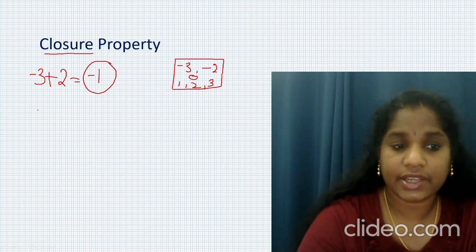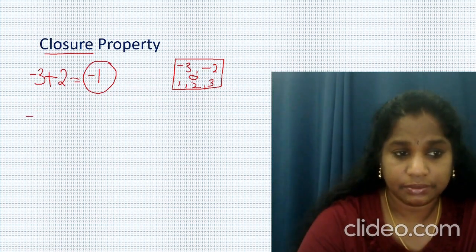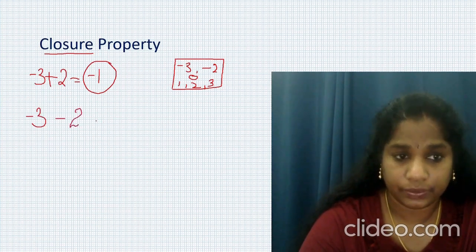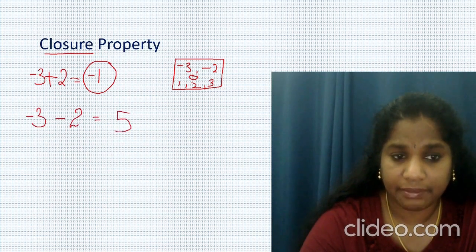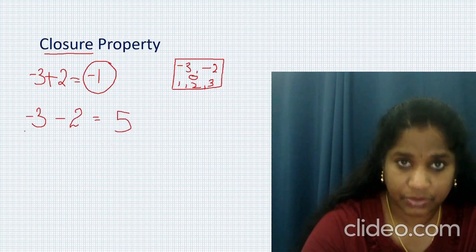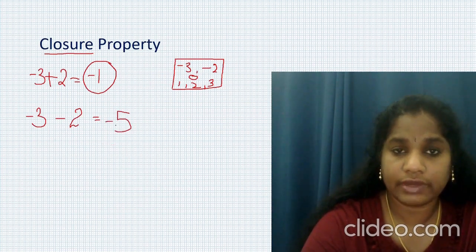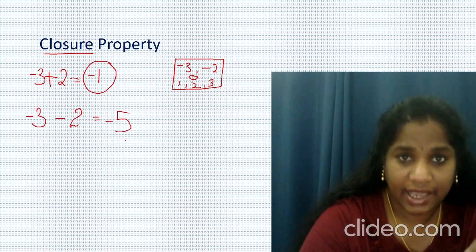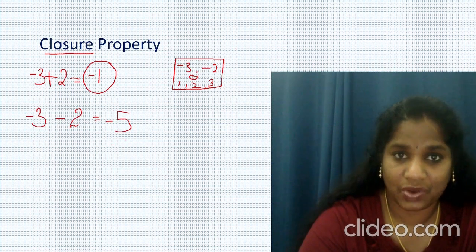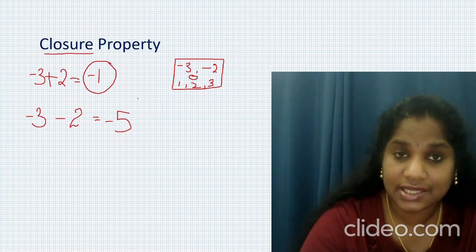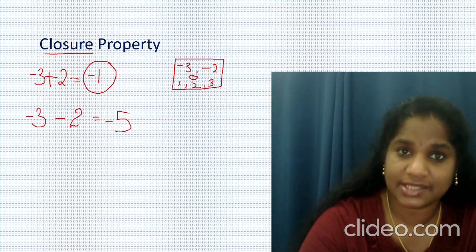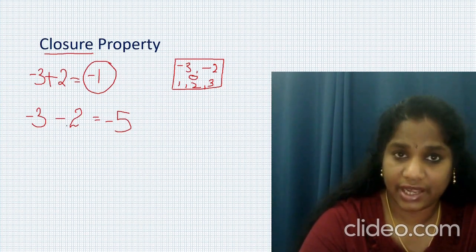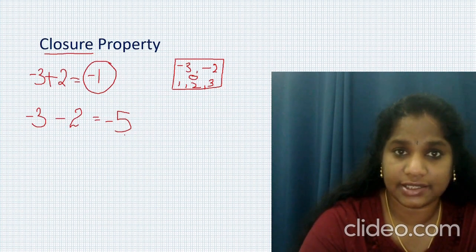Now let us see if we subtract, are we getting an integer? -3 minus +2. What is my result? Minus and minus, what will happen? Plus will happen. And which sign will come? 3 is the greater number, so we will get a negative sign. See, again -5 is part of this box. That means -5 is an integer. So subtraction also satisfies closure property. It stands good. If you subtract 2 integers, the result will be an integer.